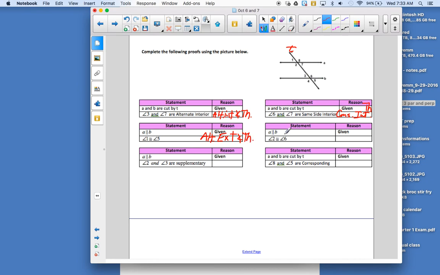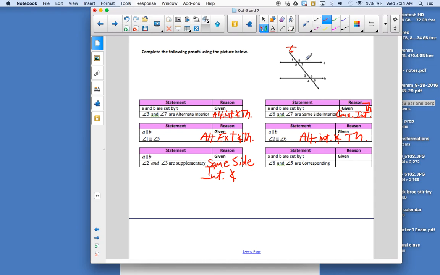A and B are parallel. 2 is congruent to 6. Let's see, 2 and 6. Oh, those are alternate interior angles. And over here, A and B are parallel. 2 and 3 are supplementary. That would be same side interior angles, or consecutive interior angles.